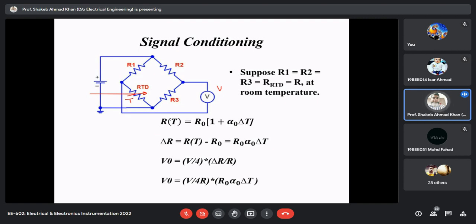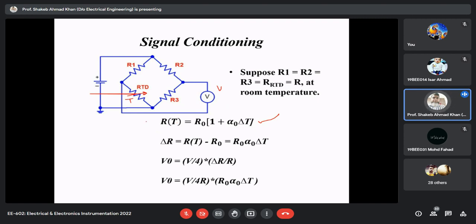As you know, RT is equal to R naught times 1 plus alpha naught delta T. This relation means we are taking the linear approximation. Or in fact, any expression we require, whether linear or non-linear, we require this kind of relation. This is the integral part.